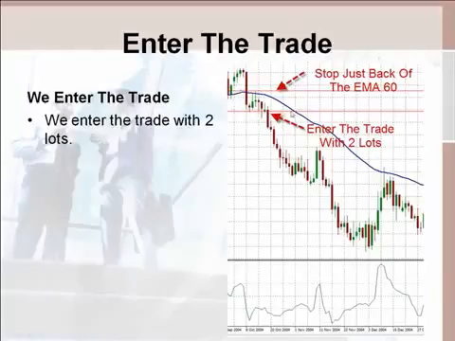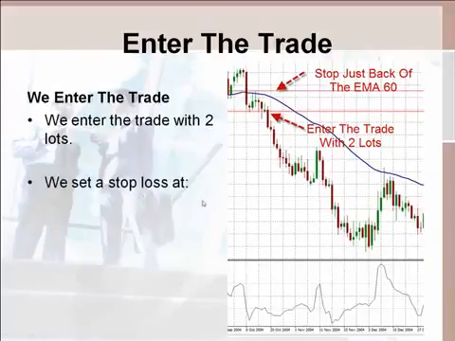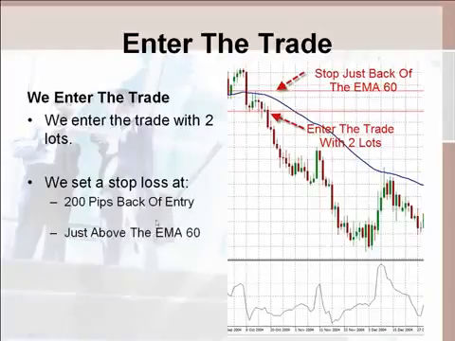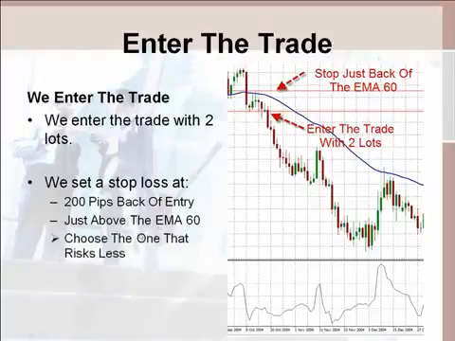In this case, here's our entry point. We entered the trade with two lots, and we set our stop loss at either 200 pips back of the entry point or just above the EMA 60, whichever risks less. You're going to choose the one that risks less. In this case, it was only about 60 pips back to the EMA, and I set my stop loss about 20 pips behind that, so I'm using a stop loss of about 80 pips on this particular example.